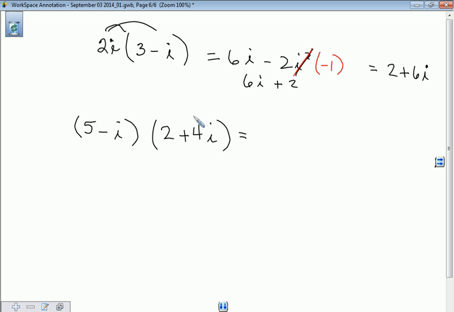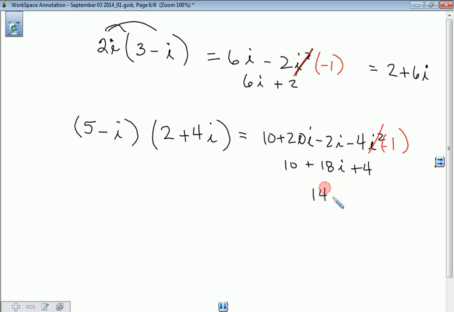Distribute the 5. 10 plus 20i. Distribute the negative i. Negative 2i minus 4i squared. Are we gonna ever have to do the conjugates? Yeah, we do conjugates with this too. Okay, but the 4i squared, this i squared is like multiplying by -1, and when we multiply by -1, what does it do? Change the signs. So it becomes plus 18i plus 4. So my answer is 14 plus 18i.